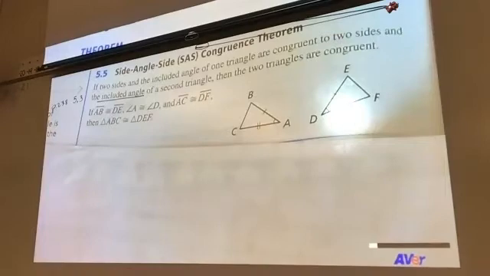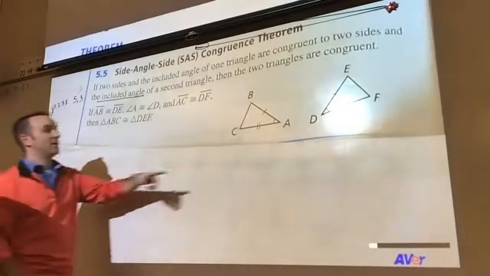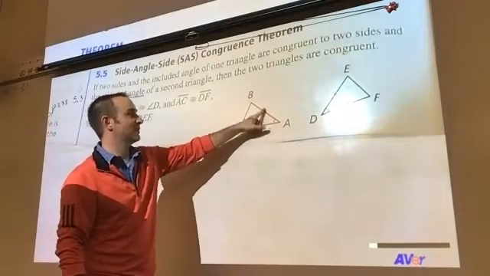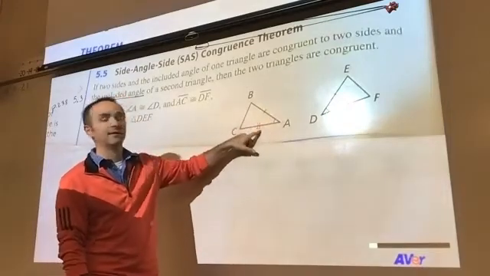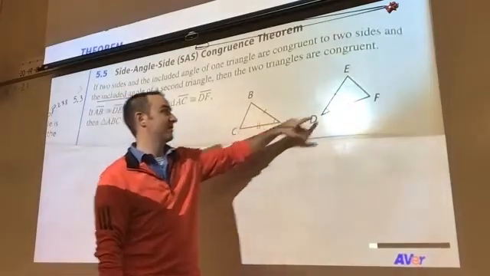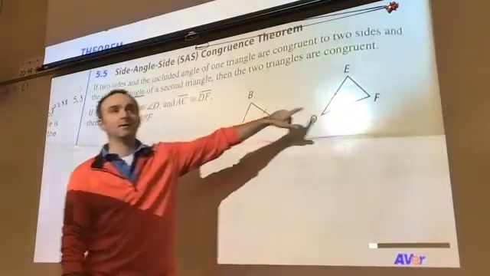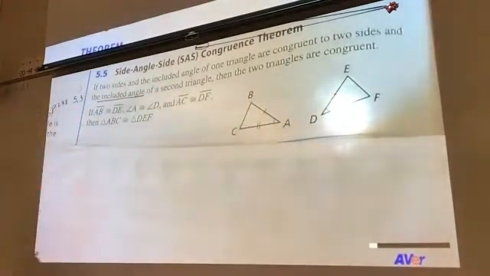It's called SAS, or side angle side, because that's the order in which we see those pieces of information. Right? In our triangle, we have a side, then an angle, then a side. On both of these, we have a side, angle, side. If that angle is not in between the 2 sides, we have something else, and that doesn't work. So it's very specific to the order in which we have this information.